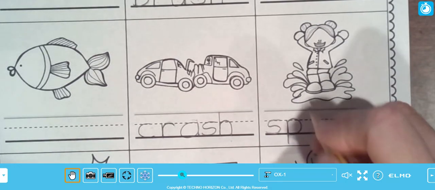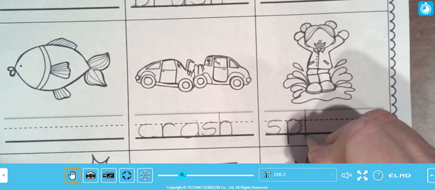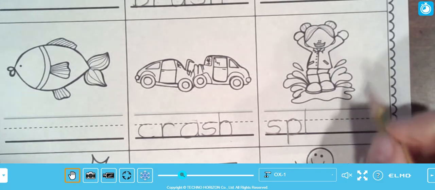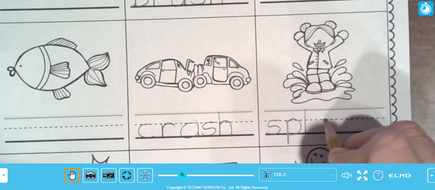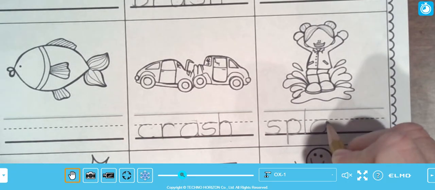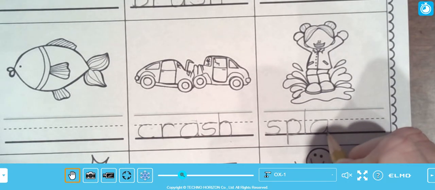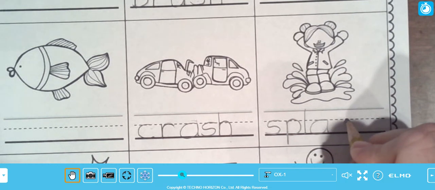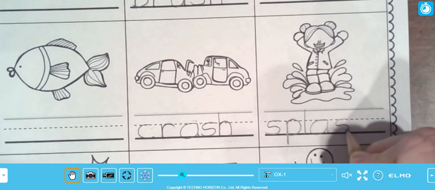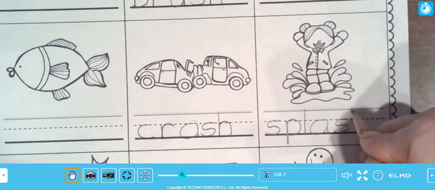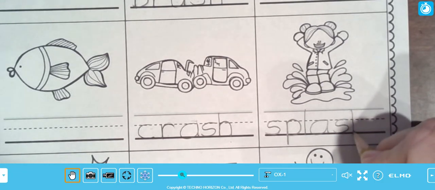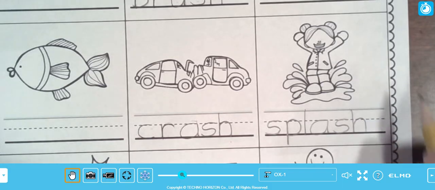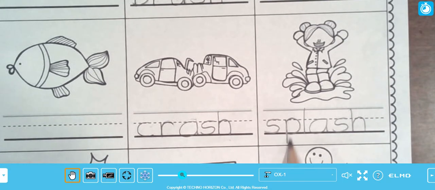Okay, now the L starts at the top, it goes straight down. Then the A starts in the middle, turn, close the C, and down to the bottom. S starts in the middle. The H for the sh starts at the top because it's a tall. It goes down, up, and turn. So what you have here is a small, a fall, a tall, a small, and a tall.